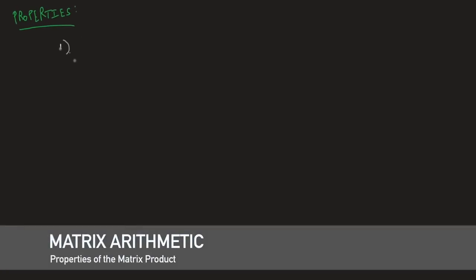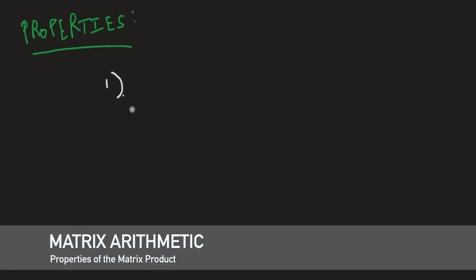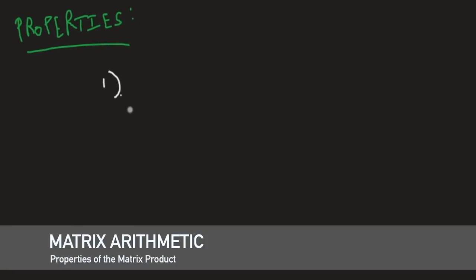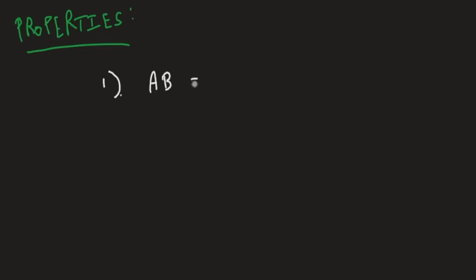Let's talk about some properties of matrix products. First, keep in mind that matrix multiplication obeys many of the familiar laws of arithmetic apart from the commutative law. That is, AB is in general not equal to BA. Matrices that do commute belong to a special class. We'll talk about this in future lectures. But in general, this is not true. So AB is not necessarily BA.